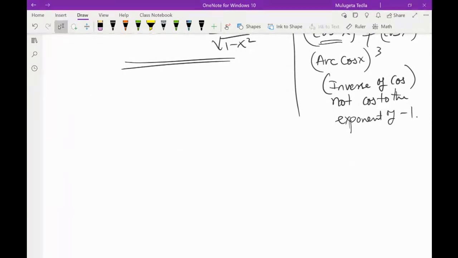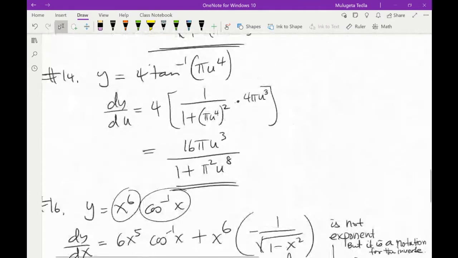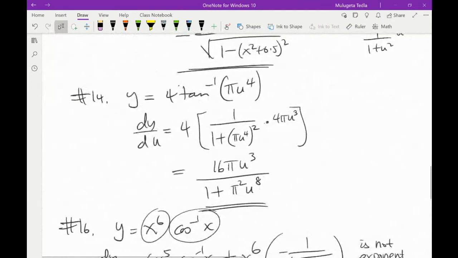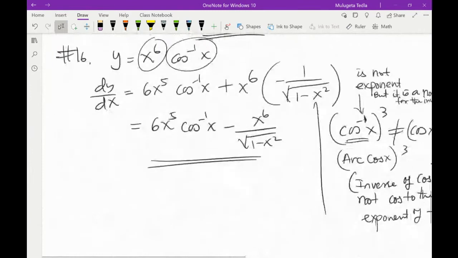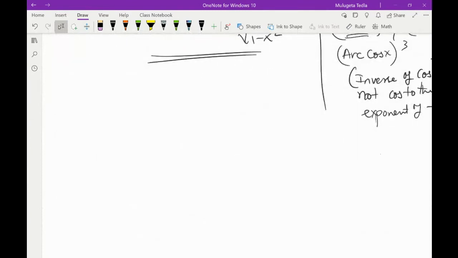So could we do, also, did we do the product rule already? Yeah, we did product rule number 16. We could do the quotient rule, like number 22. So y equal to x squared plus 1 over tan inverse of x.